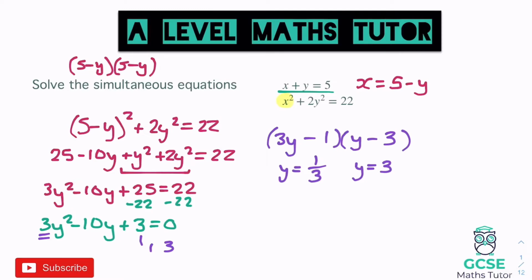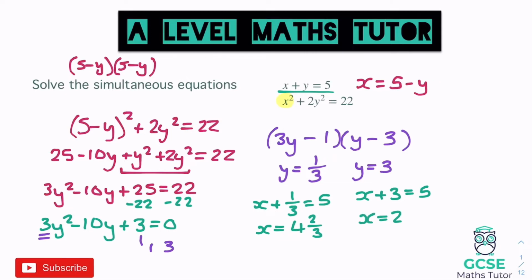So for the first one, y equals a third, and it says x plus y equals 5. So we've got x plus a third equals 5, and obviously we just take a third away from 5 to get that, and x will equal 4 2/3. And for the next one there, we've got y equals 3, so we have x plus 3 equals 5, and we can just take the 3 away from the 5, and we get x equals 2.